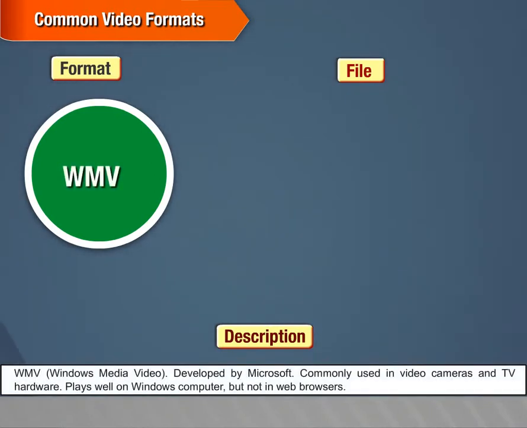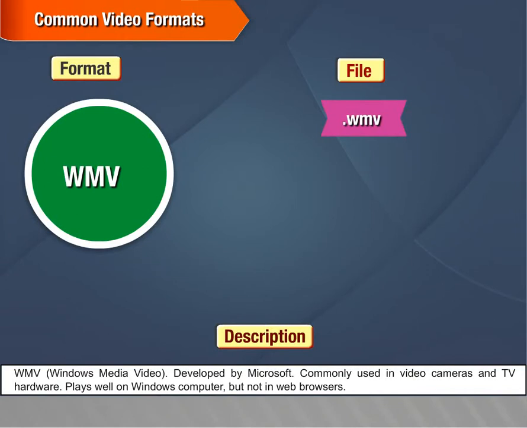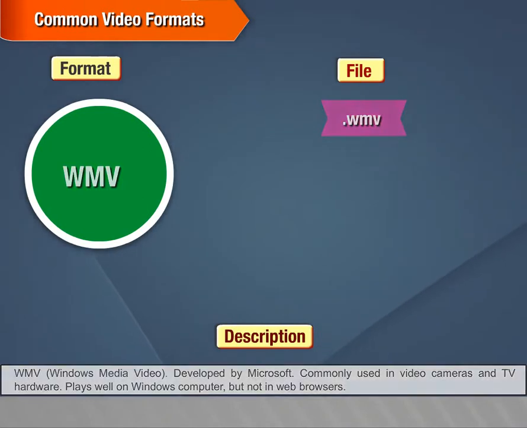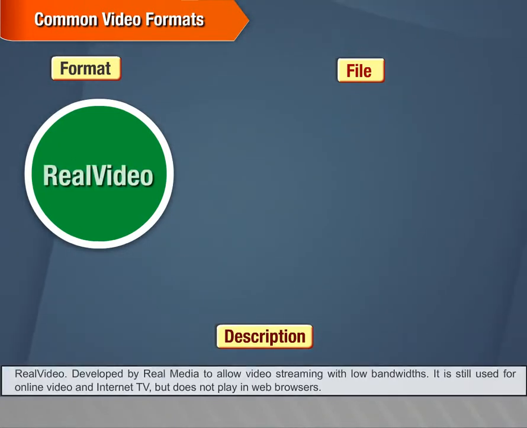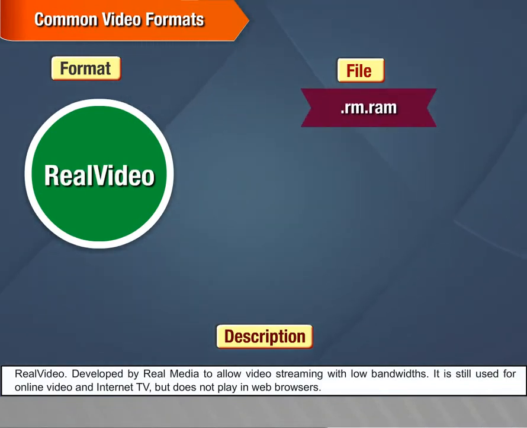WMV, .wmv. WMV, Windows Media Video, developed by Microsoft, commonly used in video cameras and TV hardware, plays well on Windows computers but not in web browsers. QuickTime, .mov. QuickTime, developed by Apple, commonly used in video cameras and TV hardware, plays well on Apple computers but not in web browsers. Real Video, .rm, .ram. Real Video, developed by Real Media to allow video streaming with low bandwidths. It is still used for online video and internet TV but does not play in web browsers.